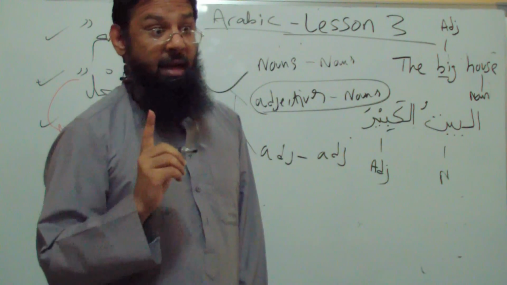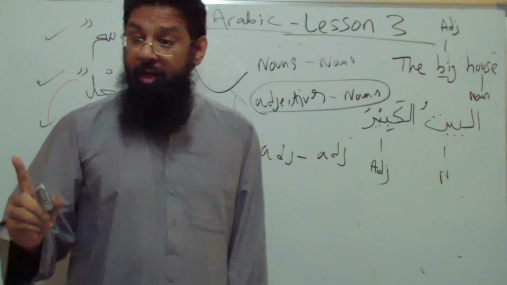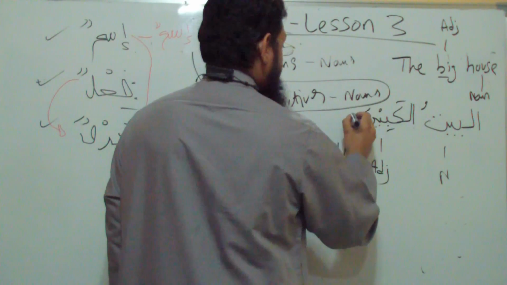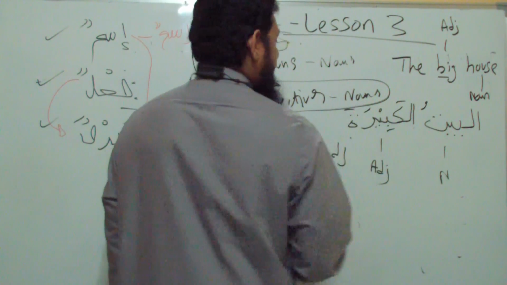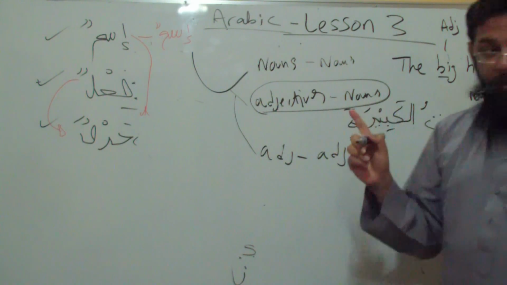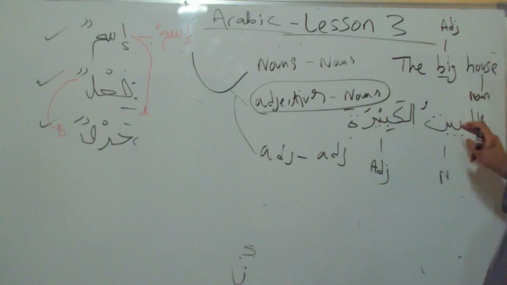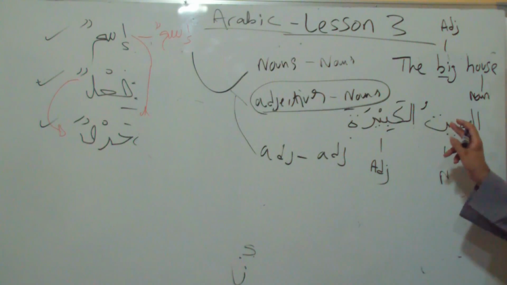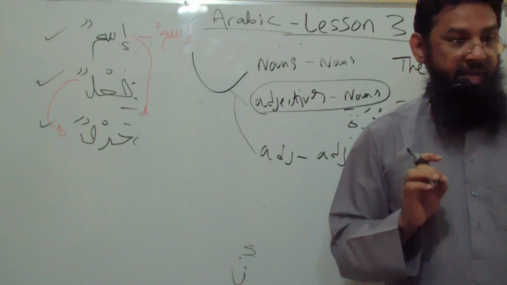Al-baytu al-kabiru, not al-kabira, because al-kabira would be with ta marbuta. You say al-kabira for something feminine, because ta marbuta is mostly for feminine, so it would have to be a feminine noun, and bayt is a masculine noun. So that's why.